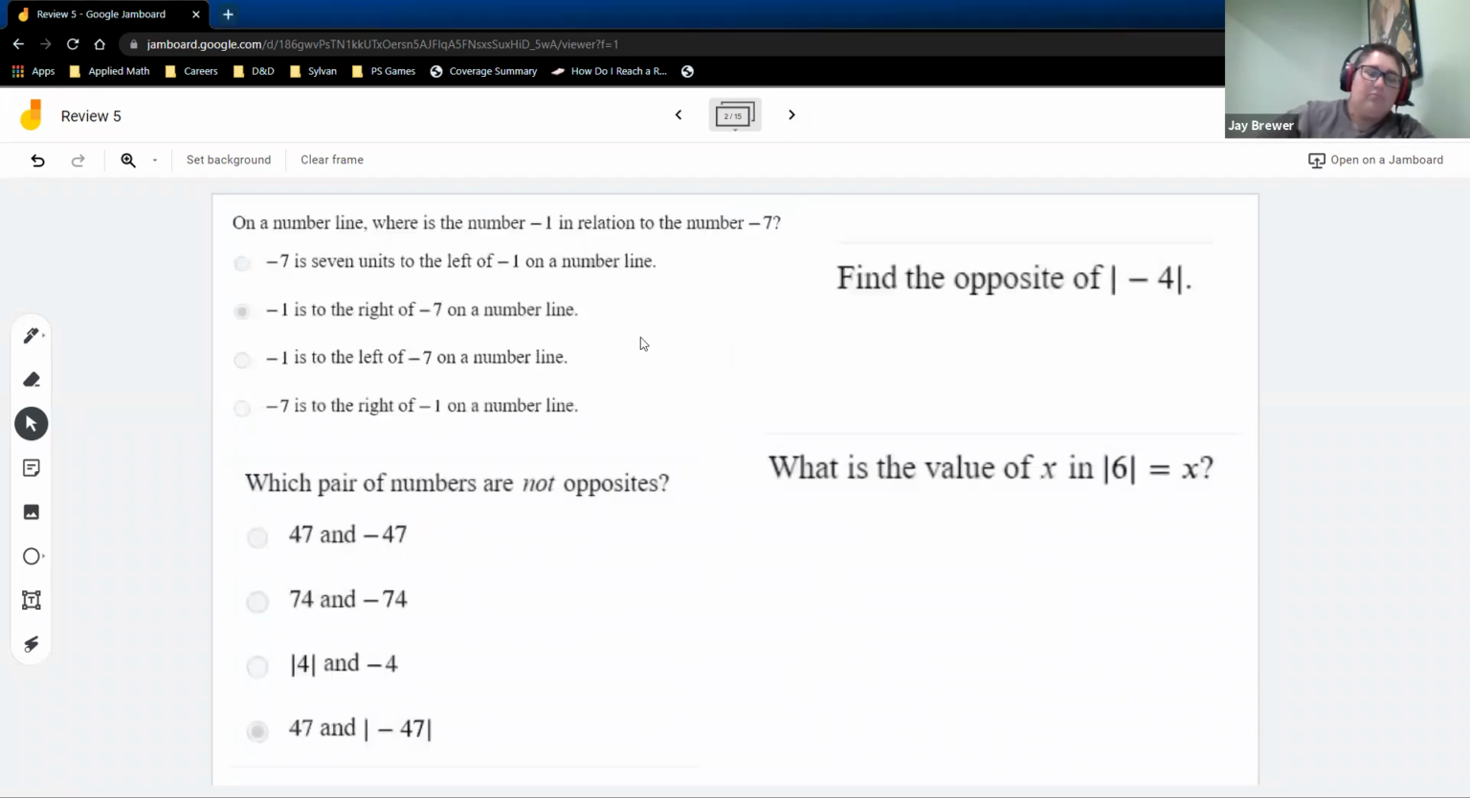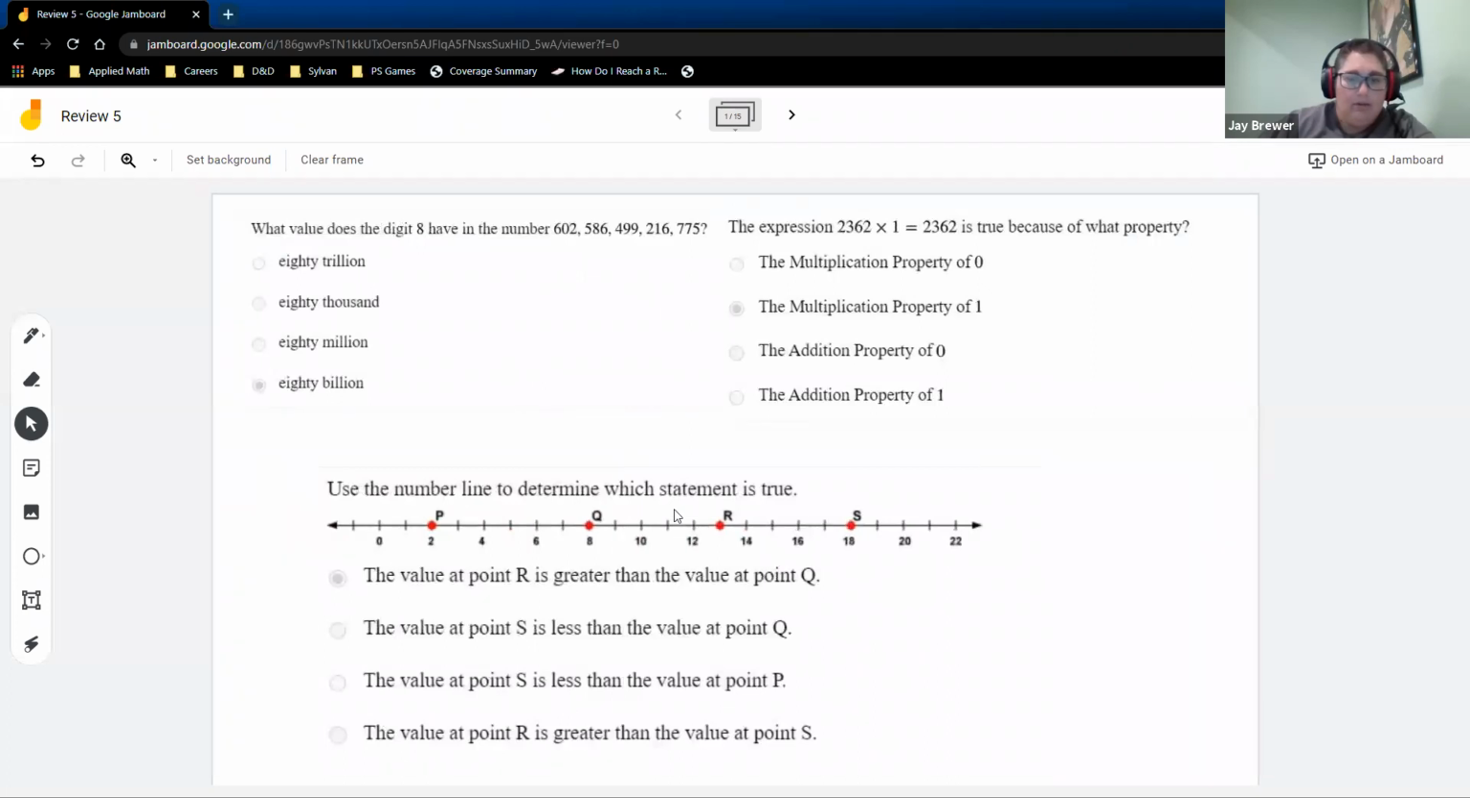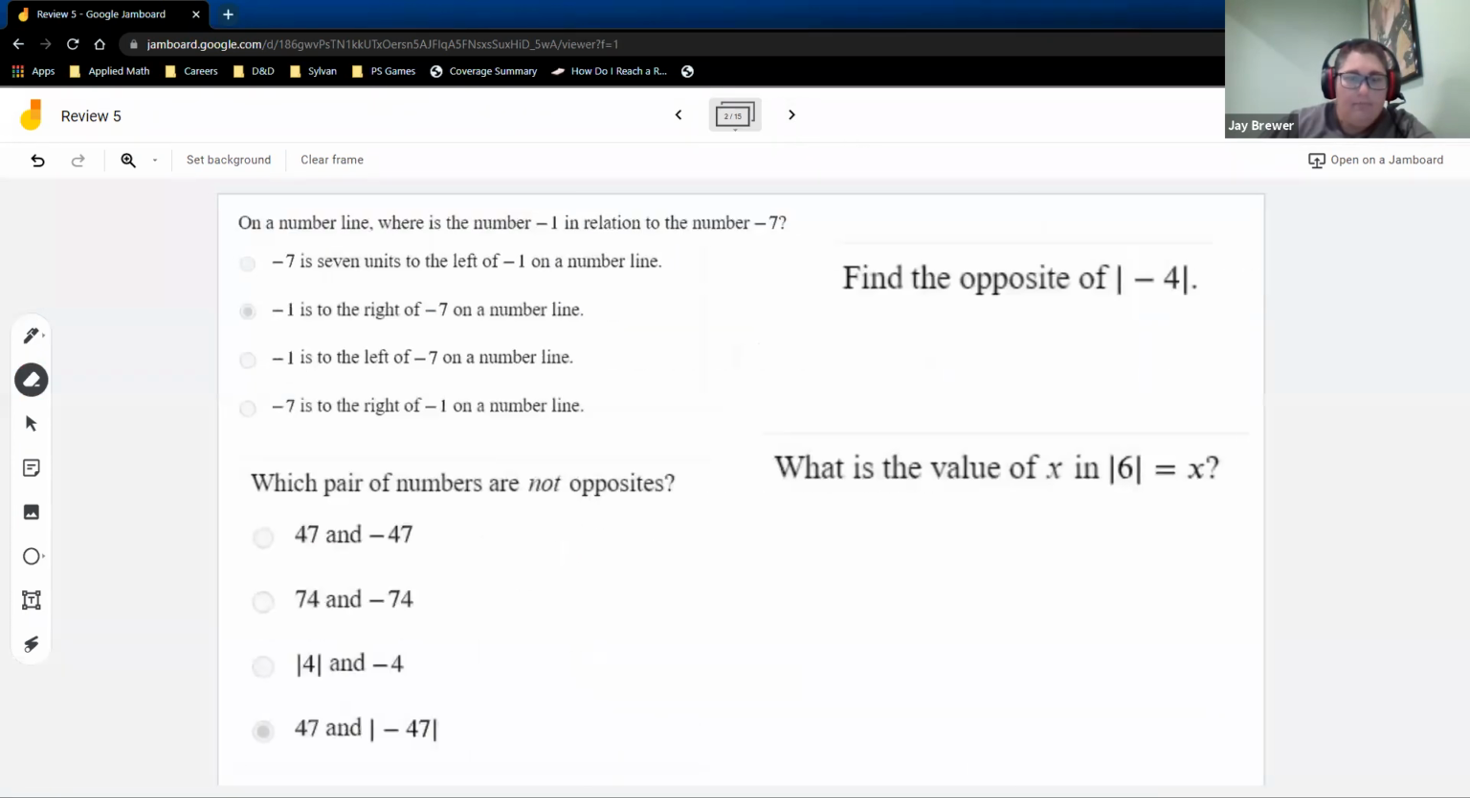All right. On a number line, where is the number -1 in relation to number -7? Well, -1 is to the right of -7. So let's go back and look at that number line. If we pretended all these were negatives, obviously 0 would then be, well, I guess we can't do that. Let me just write you a new number line.